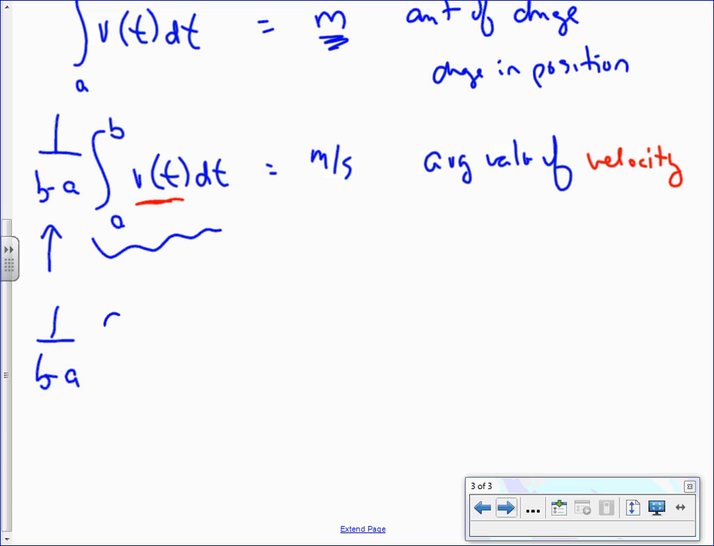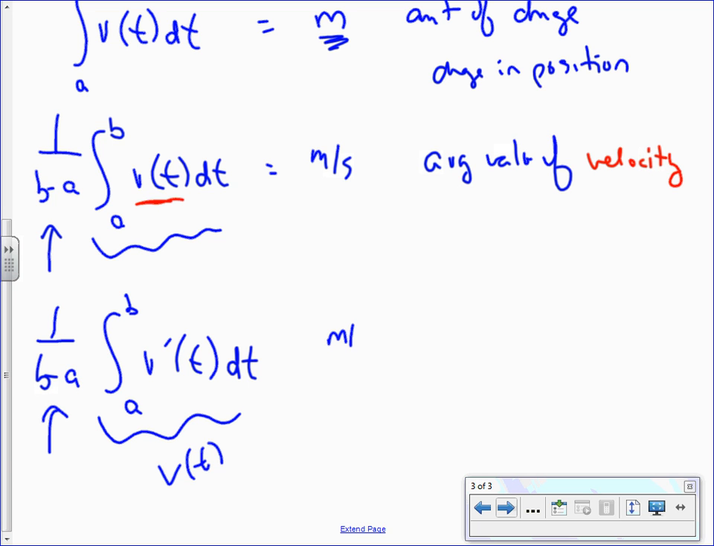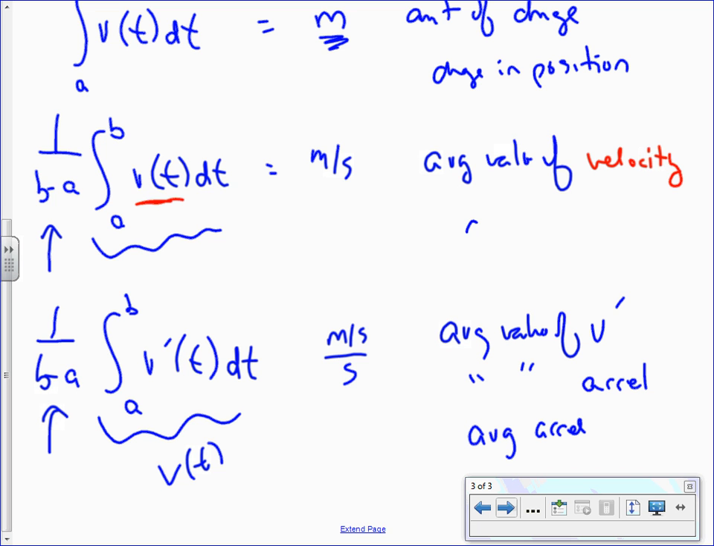1 over B minus A, the interval from A to B of V prime. Well, when you take the antiderivative of V prime, you get V, and then you're gonna divide it by seconds, so this is gonna be meters per second per second. This is the average value of V prime, also known as the average value of acceleration. We happen to have another name for V prime, or just the average acceleration, okay?